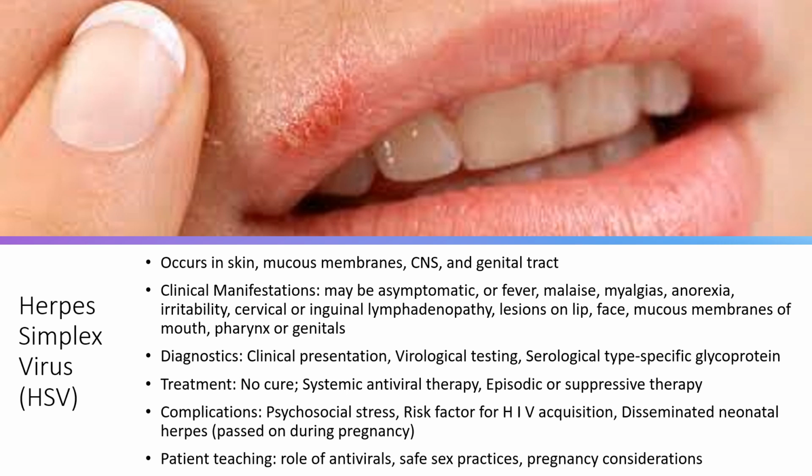Disseminated neonatal herpes. If somebody does have this down on their genitals and they deliver their baby, the baby can get this. Patient teaching. We need to teach them the role of those antivirals, safe sex practices, pregnancy considerations. If they have an active cold sore, maybe don't go kissing your partner because you're going to spread it if they don't already have it. Don't be kissing your baby with a cold sore, that kind of stuff.